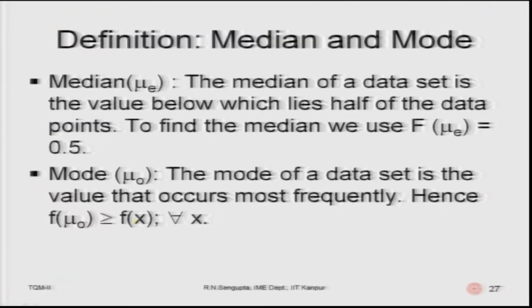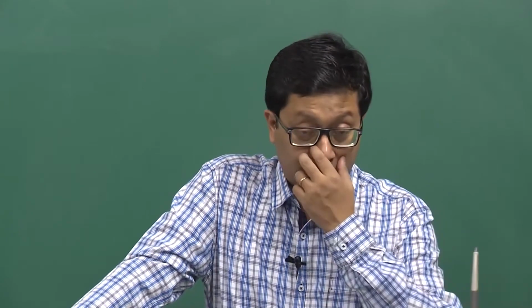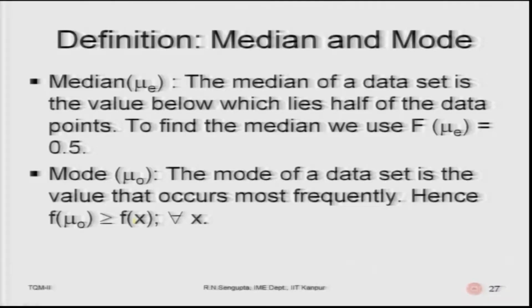So, the median and the mode definitions would not be used so much in the design of experiments, but we will still define them for our own convenience. The median of a data set is the value below which lies half of the data, which means the probability is being divided at that point into 0.5, 0.5. To find the median, we use capital F, which, as we know, is basically the CDF value. The CDF value till that point, the sum of the probabilities till that point, will be 0.5 or 50%.